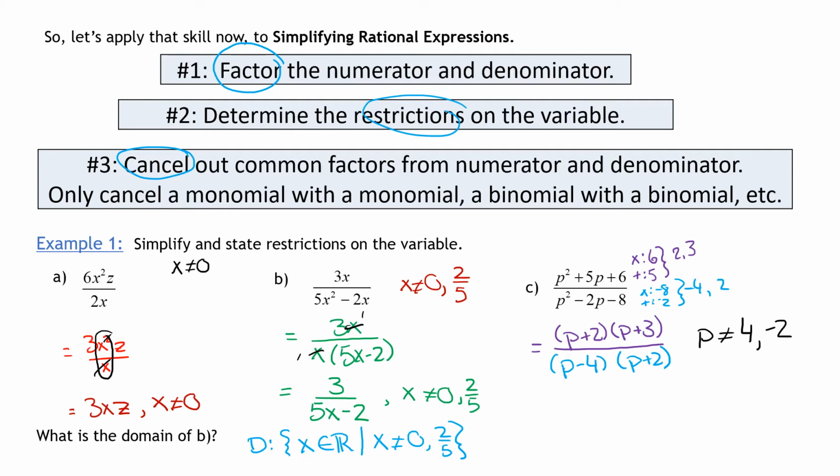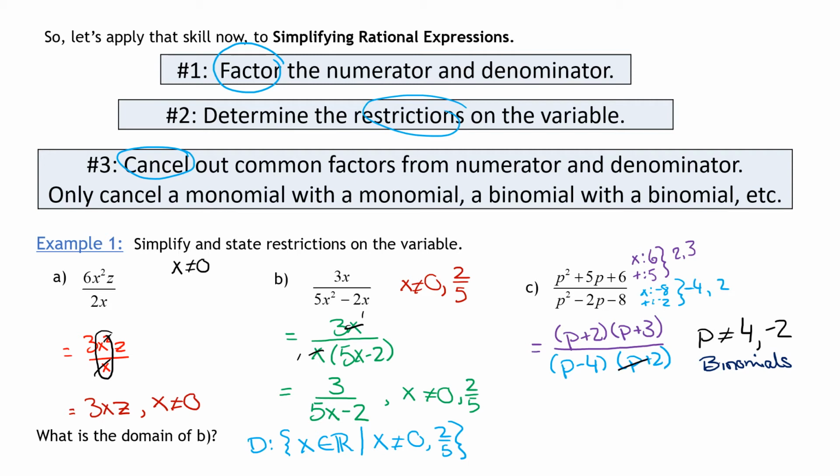Cancel out common factors from the numerator and the denominator. And remember, all we have here are binomials. Everything that's listed here are binomials. So I can only cancel them if they match exactly. For example, I can't take this P plus 3 and this P plus 2 and just cancel out the P's, or subtract the 3 and the 2. No, it has to be exactly the same. Do I have any factors that are exactly the same here?